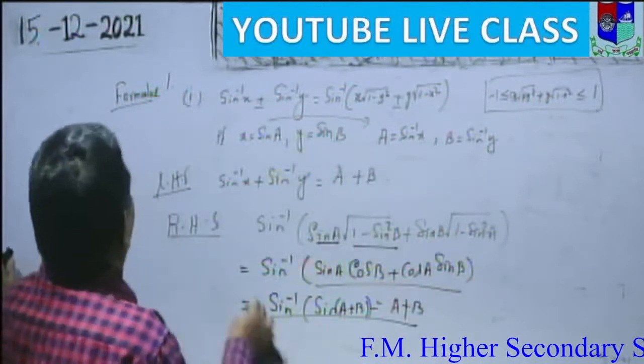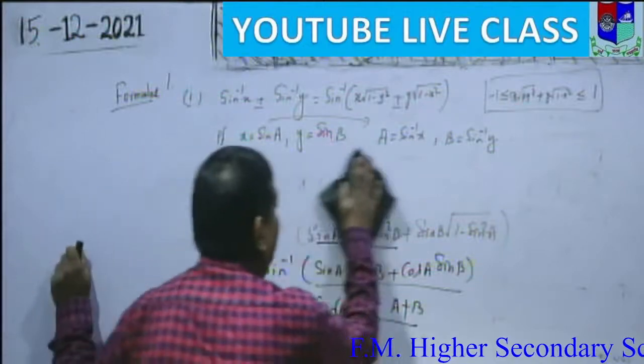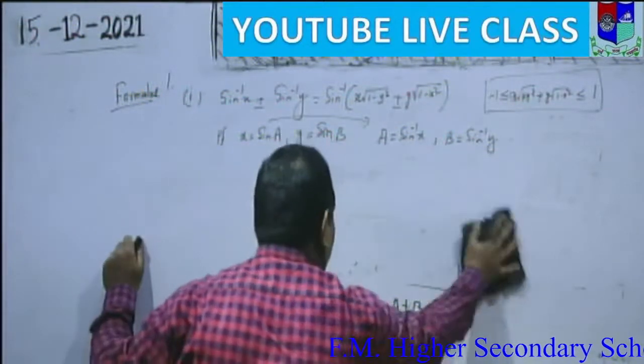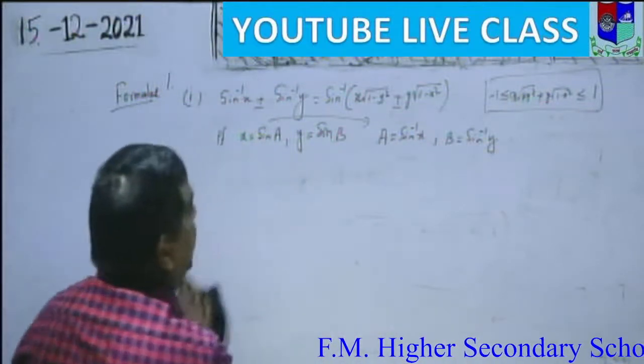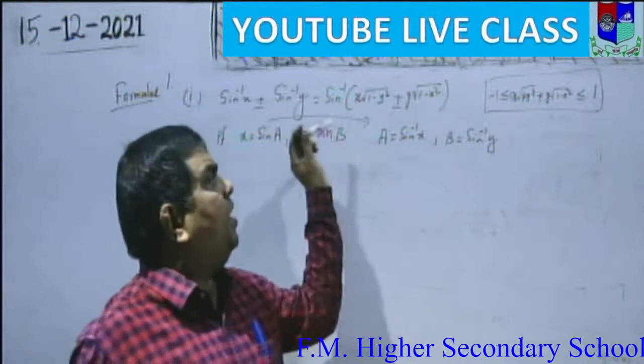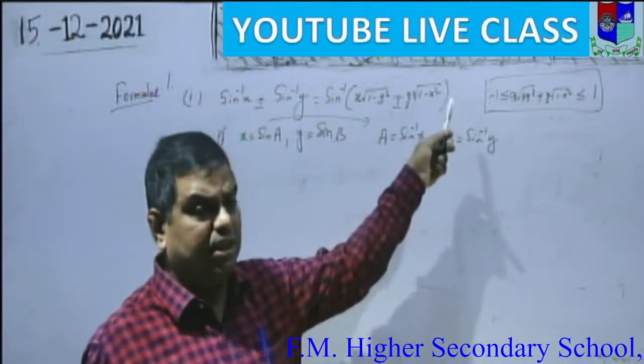Then we are moving to the second theory: sin inverse x plus or minus sin inverse y is sin inverse of x root over of 1 minus y square plus or minus y root over of 1 minus x square.